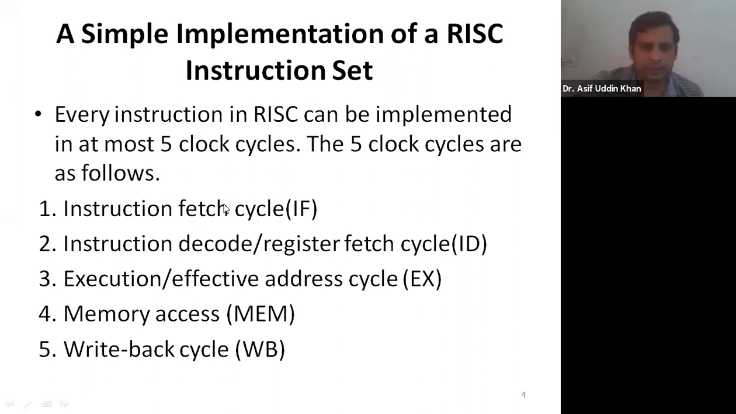The instruction fetch phase is the first step. Then the second step is instruction decode and register fetch. Third is execution and effective address calculation. Fourth is the memory access step, and fifth is the write back step. All these steps use one clock cycle each, so at most 5 clock cycles are used to complete the execution of one instruction in the RISC architecture.